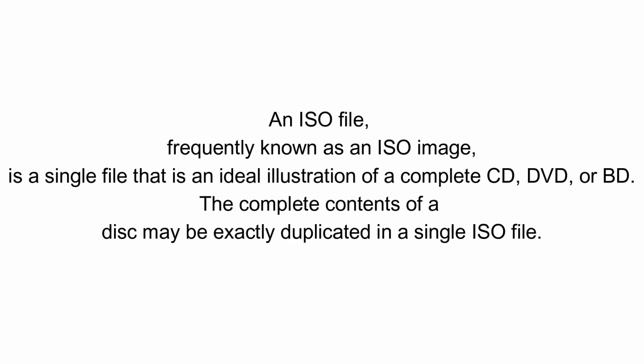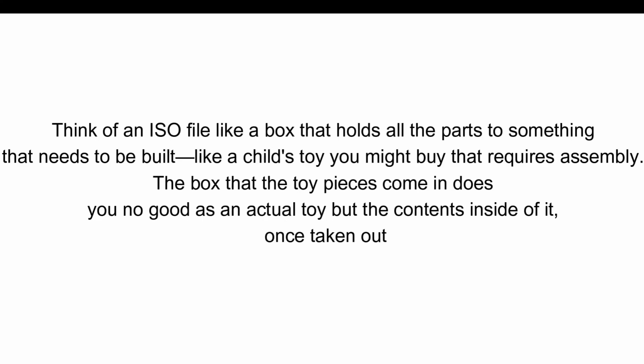An ISO file, frequently known as an ISO image, is a single file that is an ideal illustration of a complete CD, DVD, or BD. The complete contents of a disk may be exactly duplicated in a single ISO file. Think of an ISO file like a box that holds all the parts to something that needs to be built, like a child's toy you might buy that requires assembly.